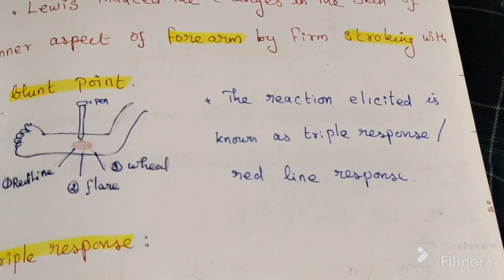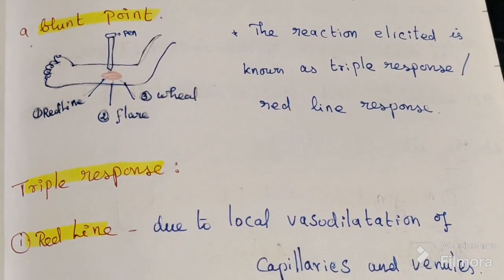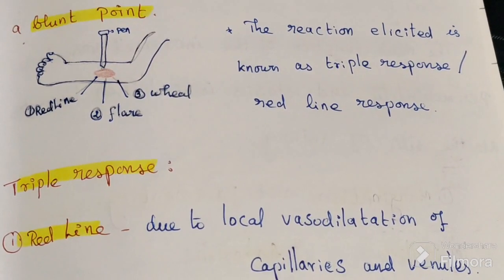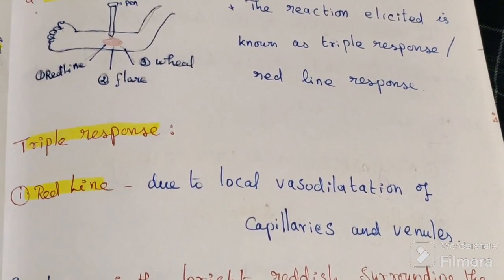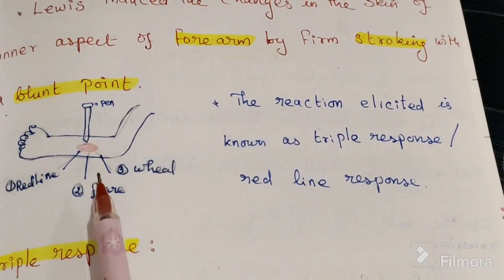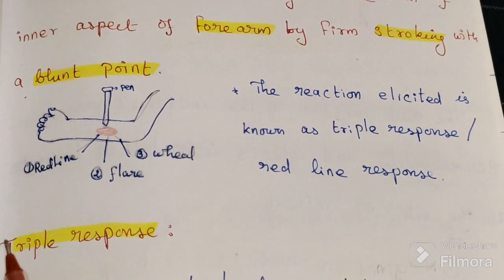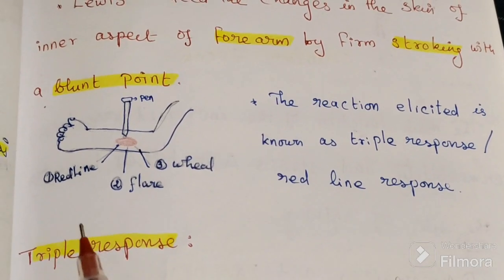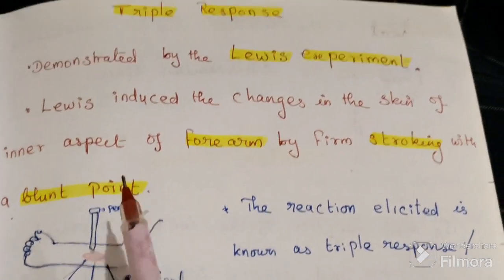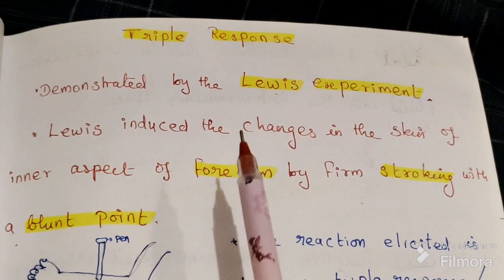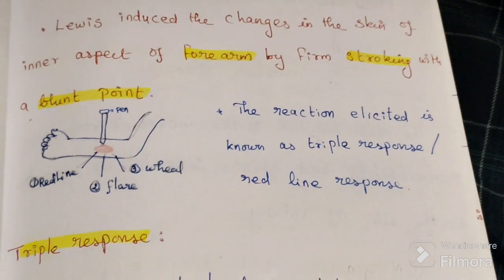Why the red line? Because of vasodilation. Why the flare? Because of the dilation process, vasodilation. Third, why does the swelling happen? Because of edema, increased hydrostatic pressure, as well as vascular permeability. For that reason only, three things happen: red line, flare, and wheal. This is called the triple response. This experiment was done by Lewis, so it is called Lewis experiment.